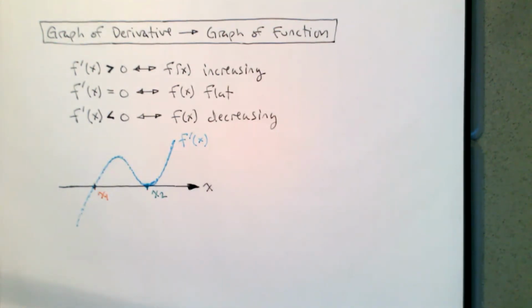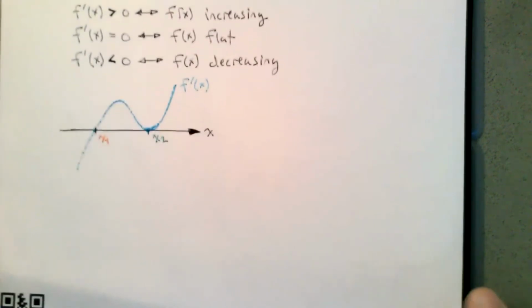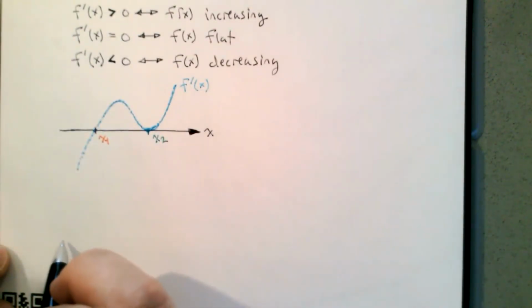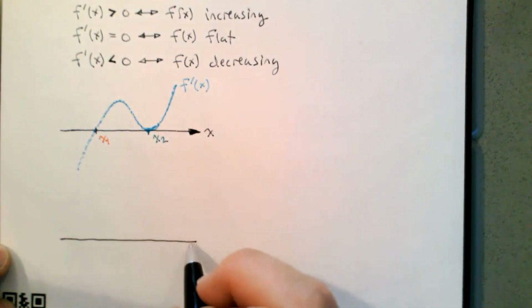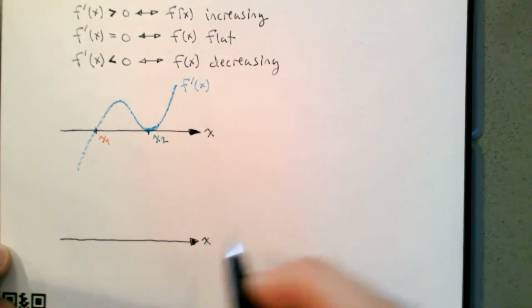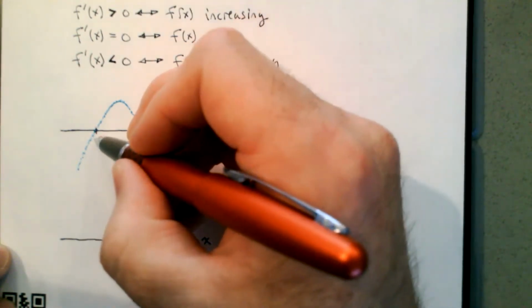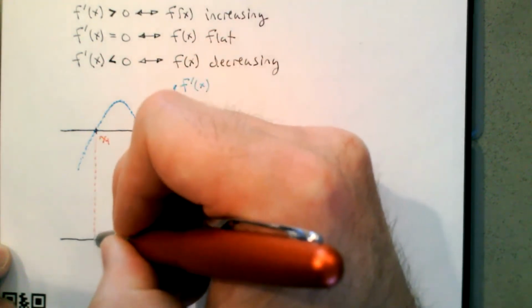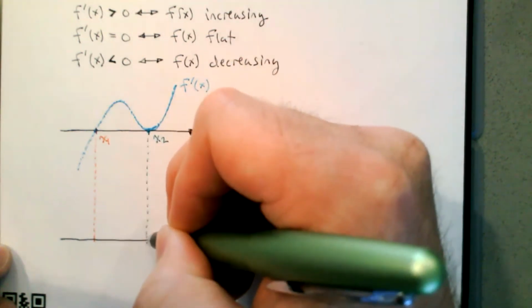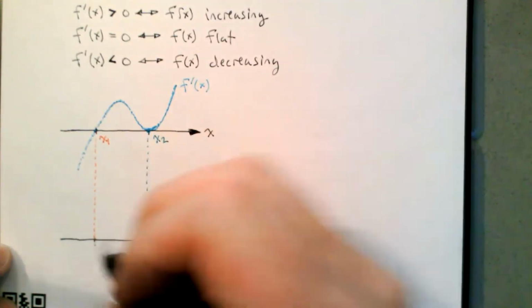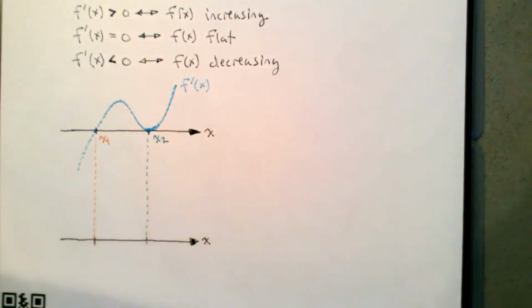So let's look at what's going on with the derivative and figure out what's going on with the function. Let's say down below, I'm going to have another x-axis, and I'm just going to line this underneath. So x1 is going to be here, and x2 will be directly underneath x2 on the graph of the derivative. All right. This is a separate graph. We're looking at two graphs. Let's see what we can see.